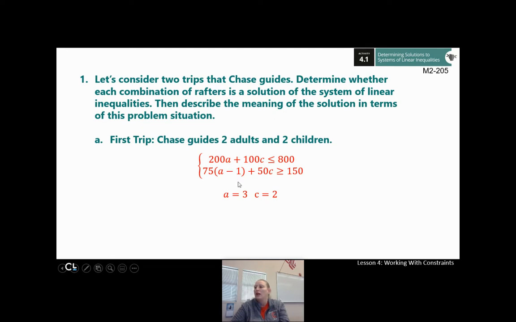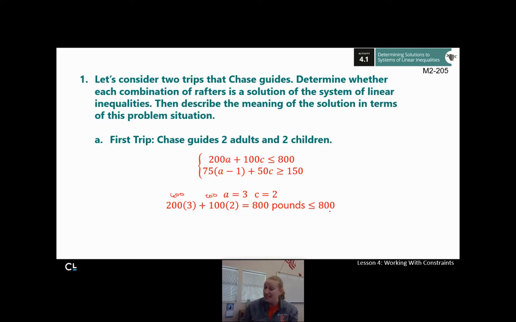So 200 times 3 plus 100 times 2. 200 times 3 is, of course, 600. Make a little note of that there. 100 times 2 is 200. So 600 plus 200 puts us right at 800 pounds, which is less than or equal to 800. I know we're cutting it close, but this is a solution for the first inequality.